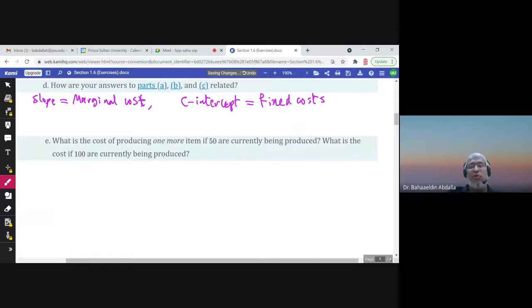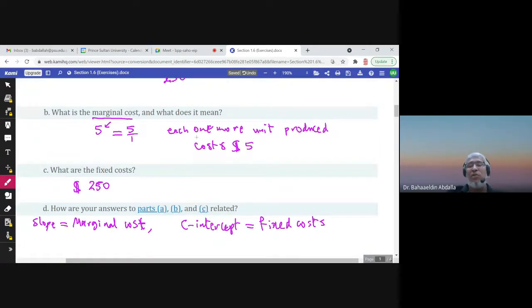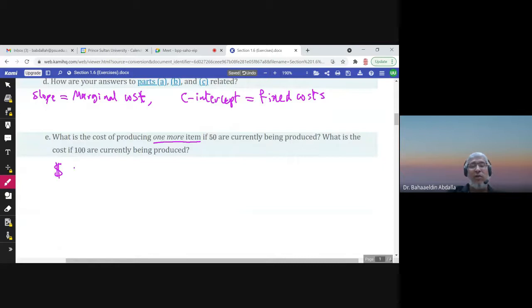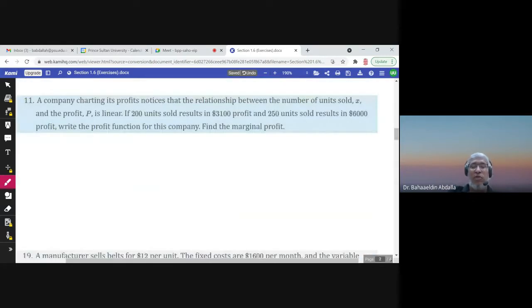What is the cost of producing one more item if 50 are currently being produced? Producing one more item, as we have seen, will cost $5. So the cost is $5. What about the number of units produced? Is it important if 50 are currently being produced? What is the cost if 100 are currently being produced? The number of units produced is not relevant here, because whatever the number is, producing one more unit is just $5. So the answer in both cases is $5. This is the cost of producing one more unit.